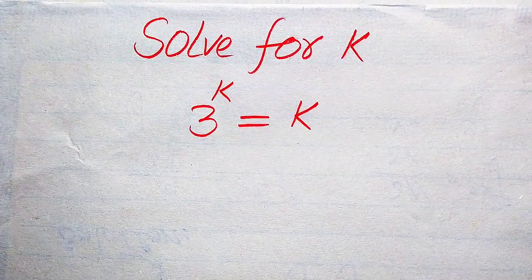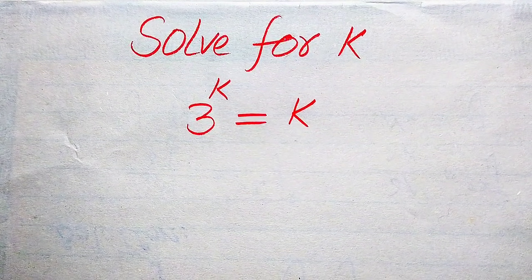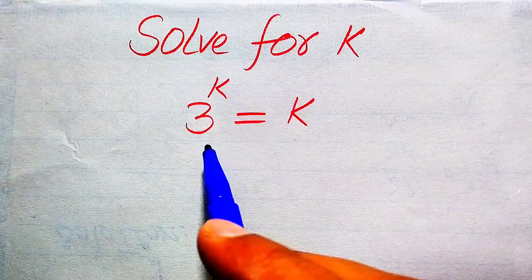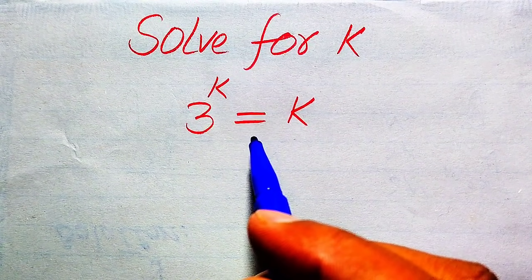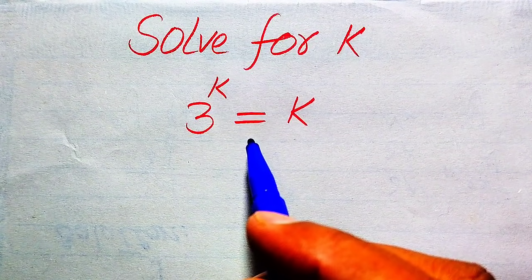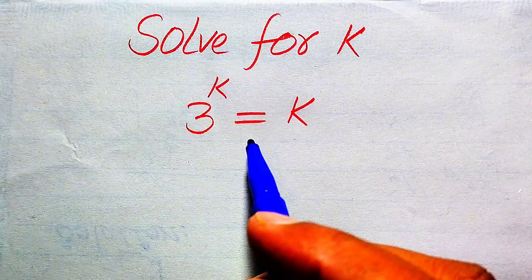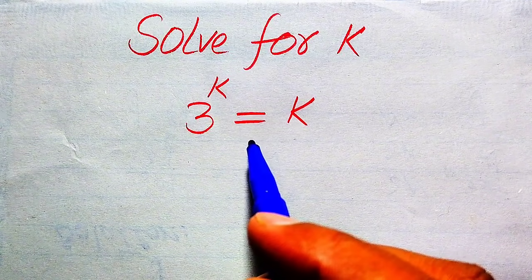Hello everyone, how to solve this problem? For the values of k, if we have 3 to the power of k equals k, we solve this problem for all the values of k. So here we need to find all the roots, or all the solutions set, of this equation.